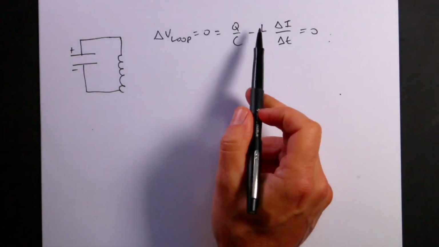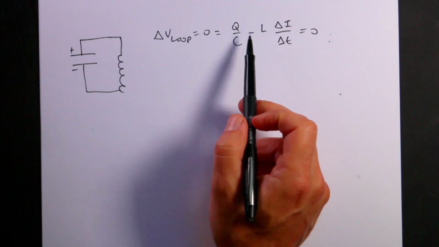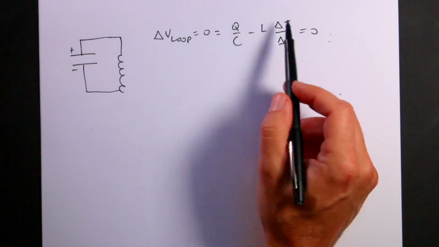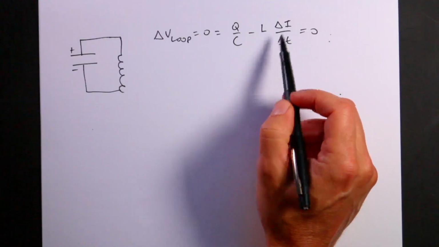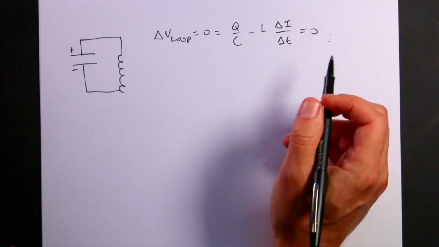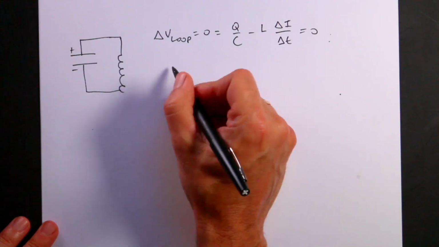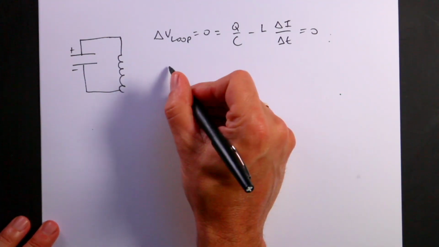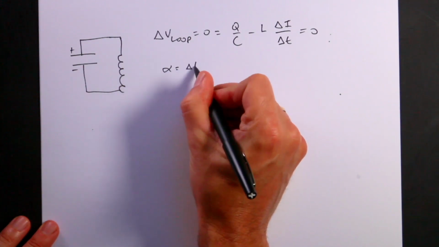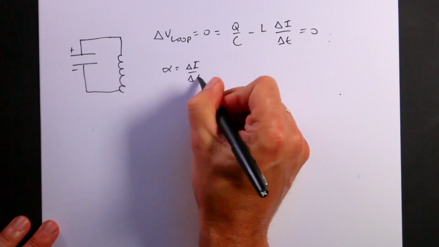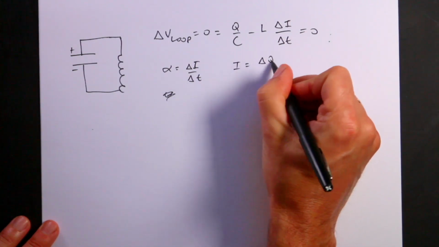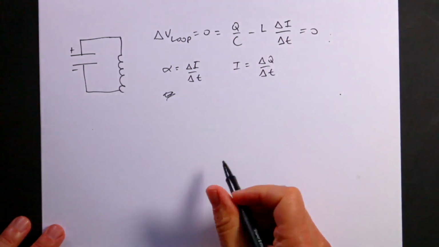Okay, so we actually have three things. We have Q, we have I, and then we have the rate of change of the current. So just to make things easier, I'm going to define a new variable, and this is not used anywhere. I'm just using it here because it makes sense. Alpha is the rate of change of the current, and I is the rate of change of the charge.